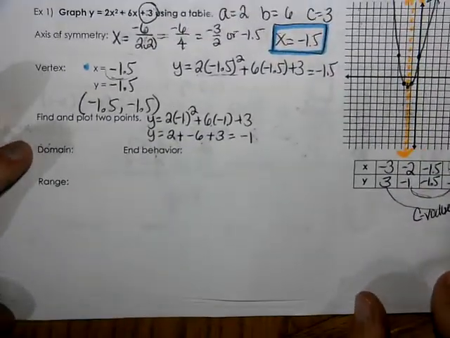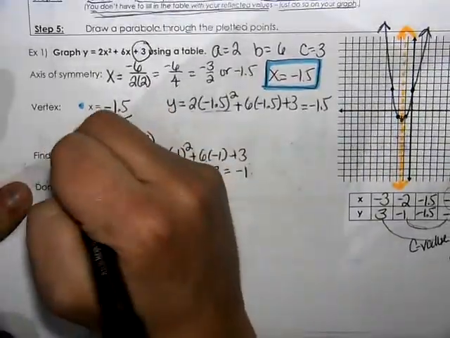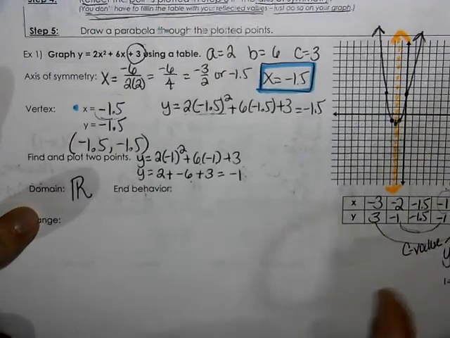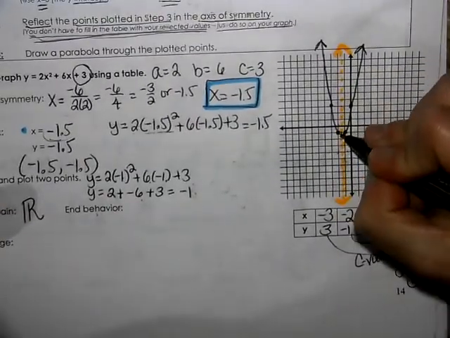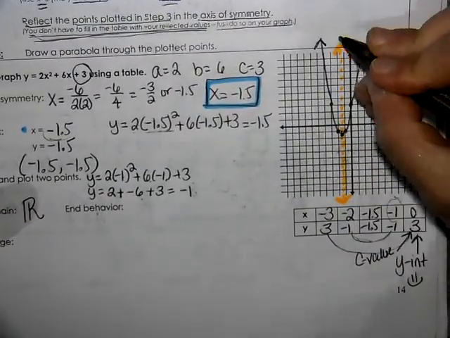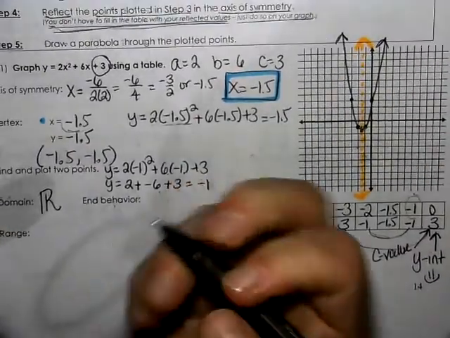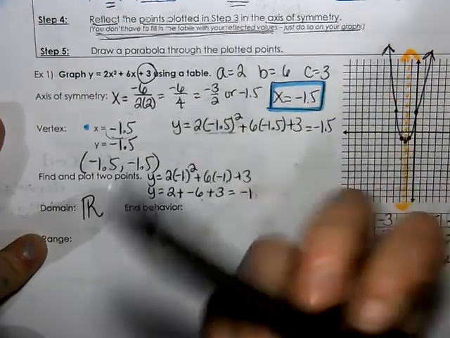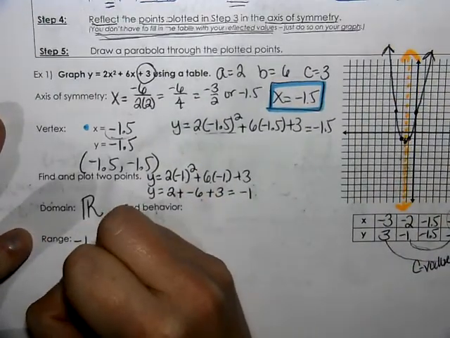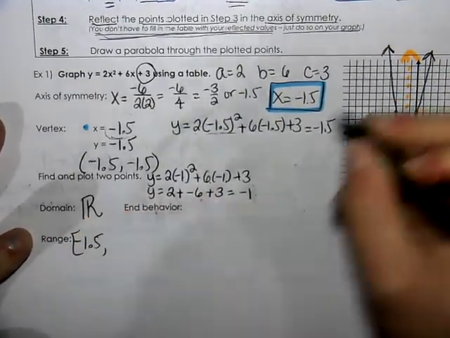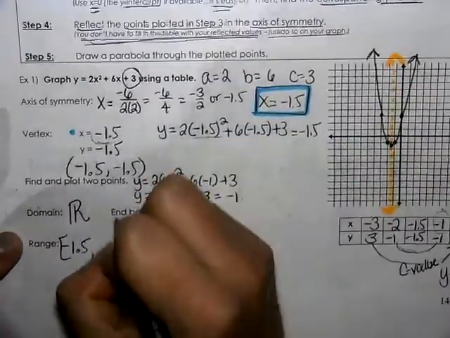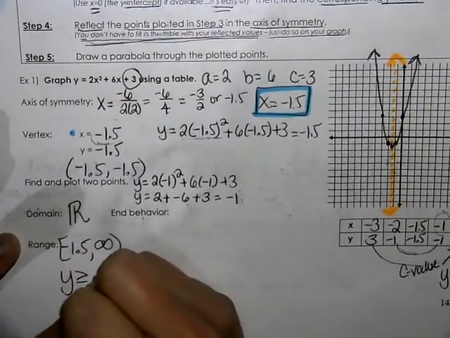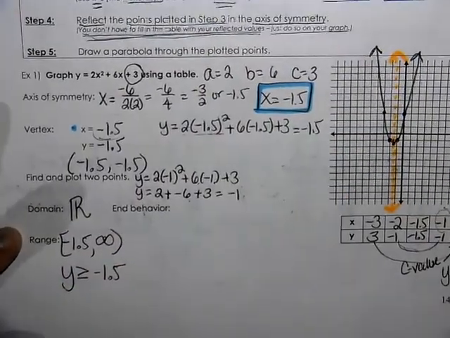All right, next we're going to identify the domain, which for all quadratics is all real numbers. And our range in this problem, well, we have a minimum value and it is pointing up. So that minimum value is located at negative 1.5. Remember, it's always the y part of your vertex. So I'm going to say negative 1.5 going all the way up to arrows pointing to the top. So negative 1.5 to infinity. You can also write this as y is greater than or equal to negative 1.5.